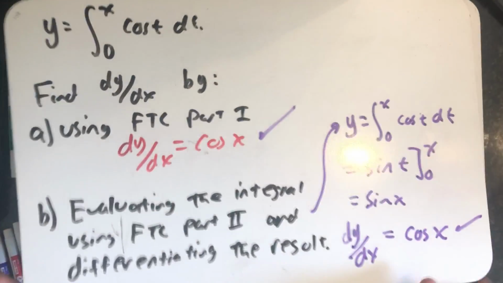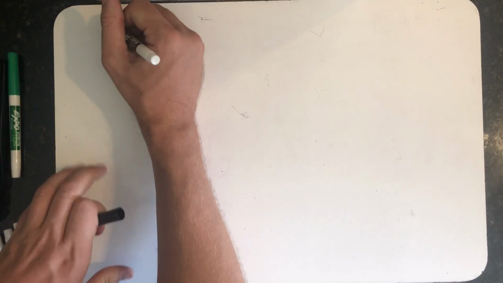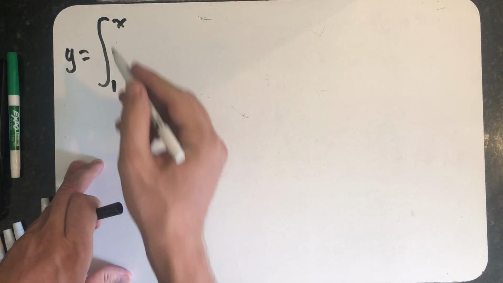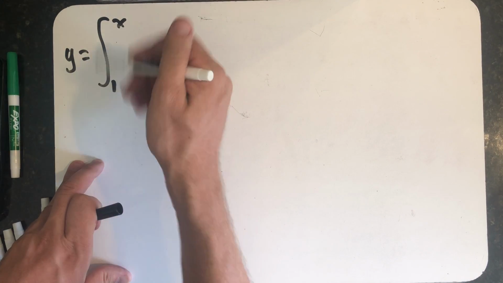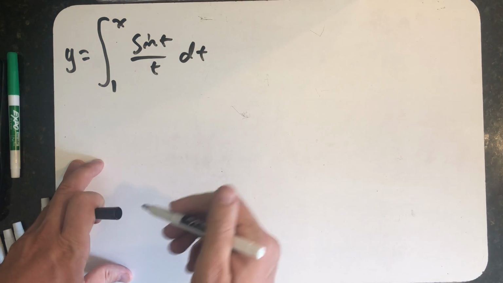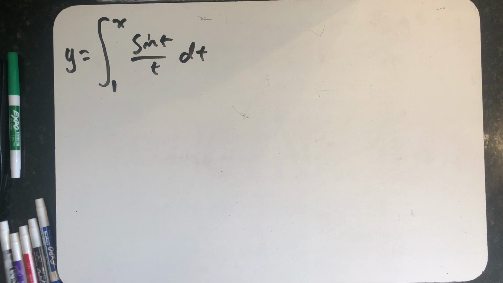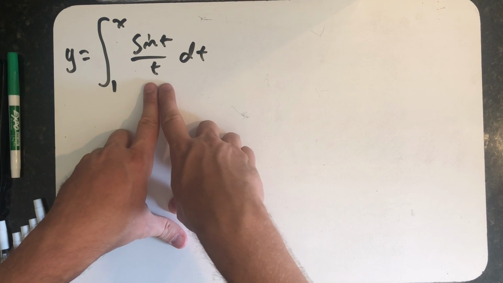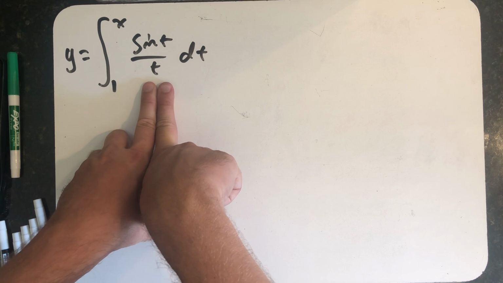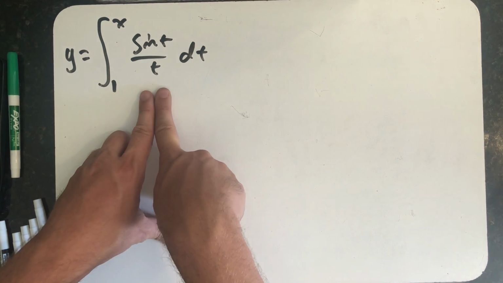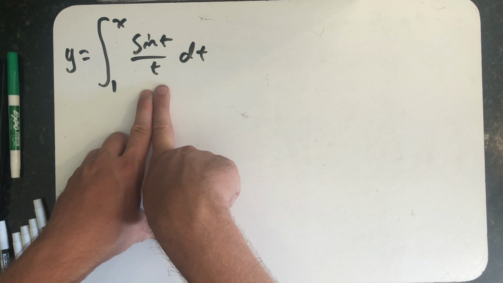Because what if we had a much more complicated looking function? Maybe someone defined a function y equals the definite integral from 1 to x of sine of t divided by t dt. For that second approach, we'd need to find an antiderivative of sine t over t. And that doesn't look like too complicated of a function. But we don't know a rule by which to find its antiderivative.